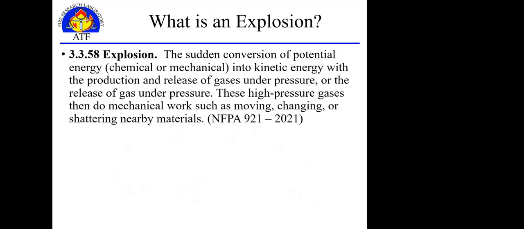All right, so let's define what an explosion is. 921 defines an explosion as the conversion of potential energy, whether that's chemical or mechanical, into kinetic energy. And that is going to result in either the production or the release of gases under pressure. Those subsequent high pressure gases are going to do some work that ultimately has an effect on nearby materials. So we're moving, changing, shattering, or somehow damaging nearby materials.